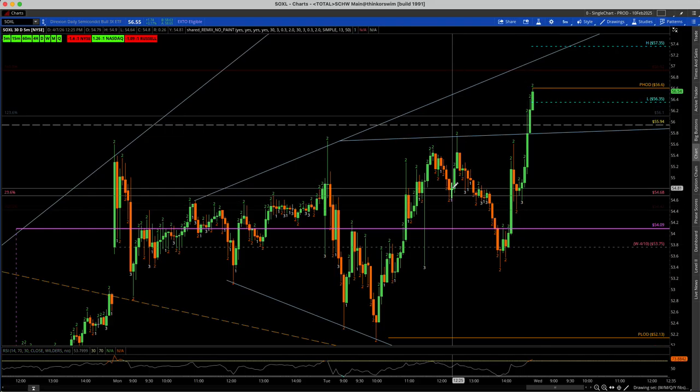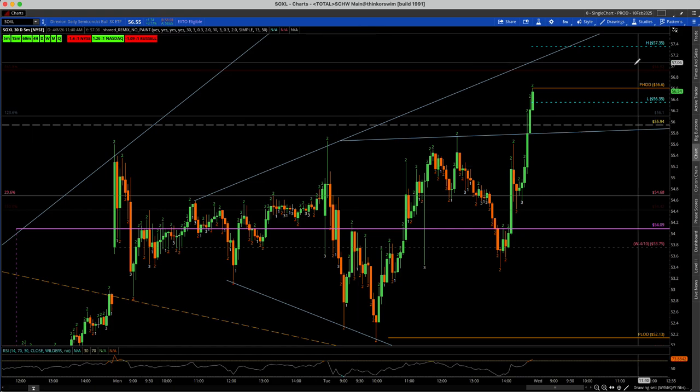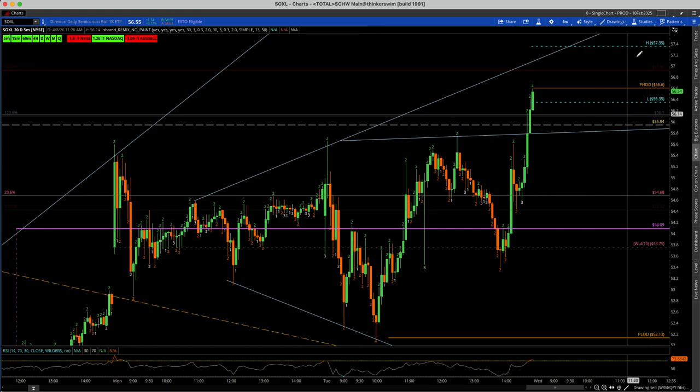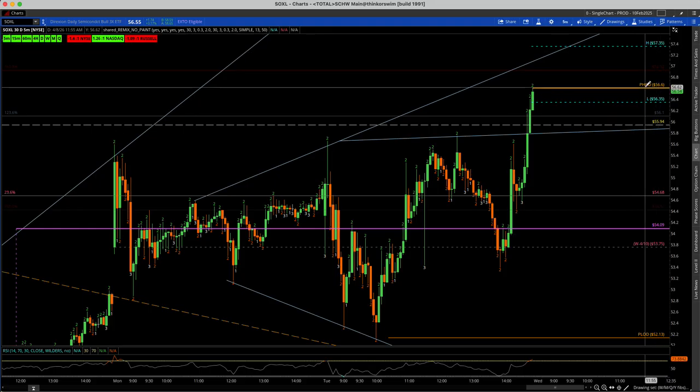Taking a look here on the 5-minute, again, just for the proven and repeatable strategy for early morning scalps or early entries into day trades. We've got our 4-hour markers out here. As of right now, overnight high is 57.35. Previous day high is 56.60.